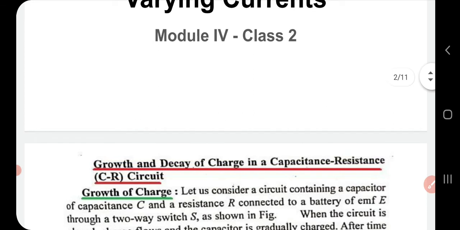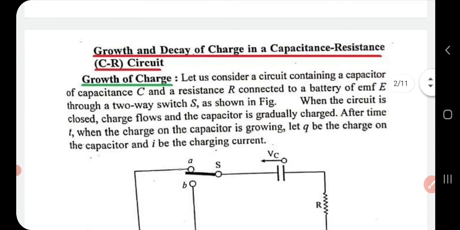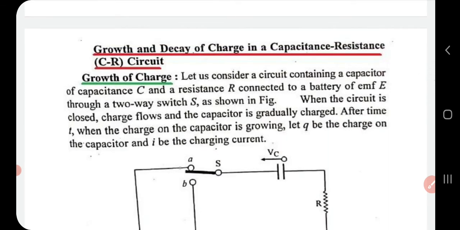Everything is similar. All the steps followed are similar to what we studied in the last class. The only difference is that instead of inductance L, today we have capacitance C. Now, let us begin. Before studying this, you must understand what I taught in the last class. Today let us begin the growth and decay of charge in a capacitance resistance, or CR, circuit. Let us first discuss the growth of charge.